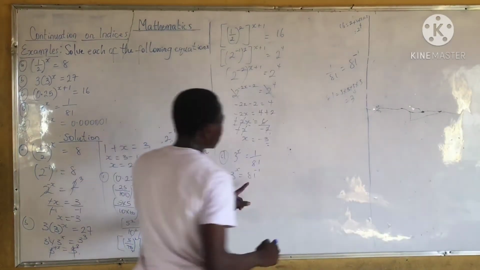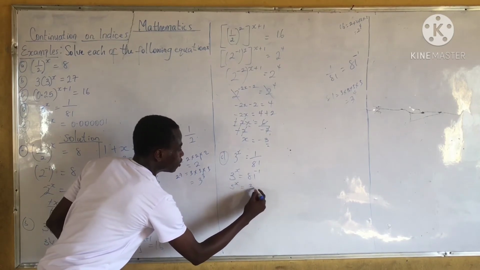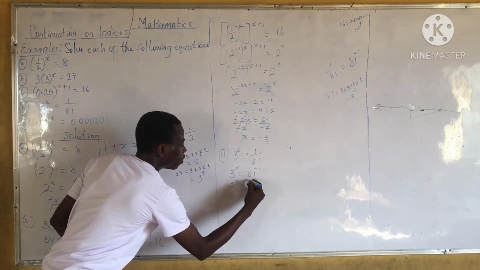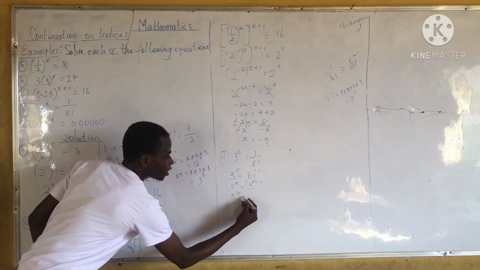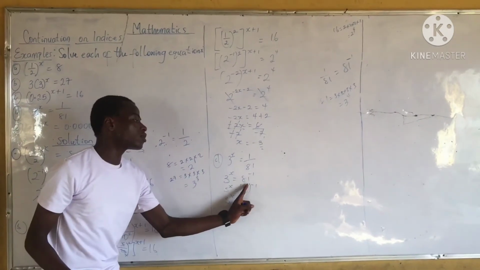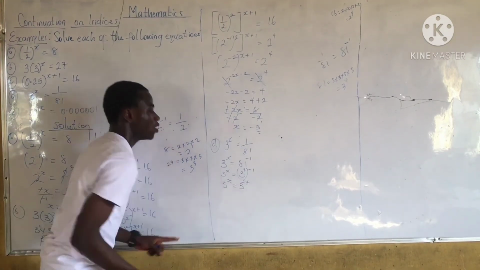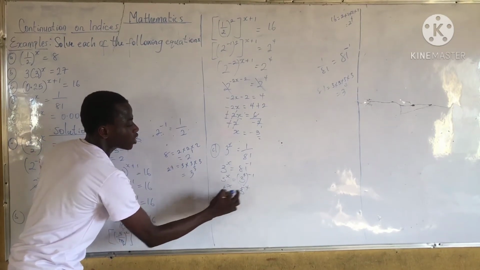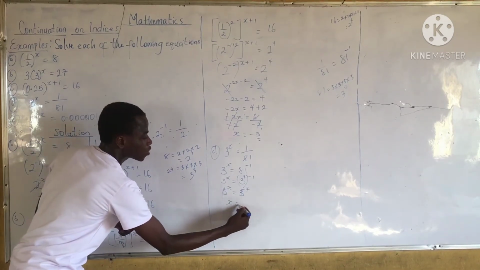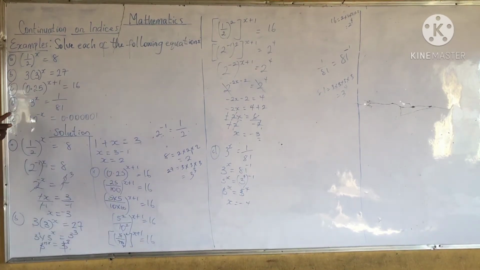So in index form now, 81 has gone to what? 3 raised to the power x equals 3 raised to the power 4, all in bracket raised to the power minus 1. So we say 3 raised to the power x now equals what? Multiply the powers together, by saying 3 raised to the power minus 4. So at this point we have the same base, so 3 can cancel 3 now. So it becomes x equals minus 4. That's the final answer for the fourth one.